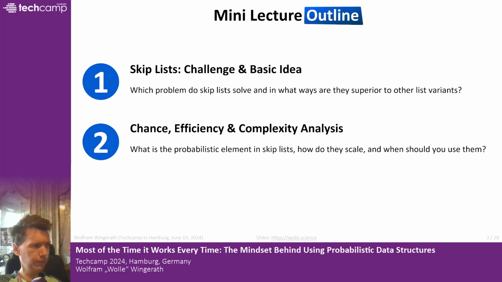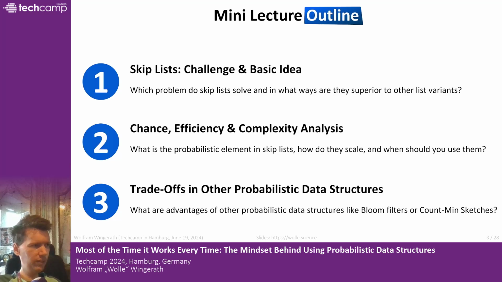We'll talk about what the probabilistic, the chance, the luck element is, why it makes skip lists efficient, and how you can analyze complexity to understand that, even though we have random stuff happening, it's still pretty reliable and gives you great performance in basically every case. In the end, we'll also talk about other probabilistic data structures that solve different problems, what the trade-offs in those data structures are, and when you would use what kind of data structure.